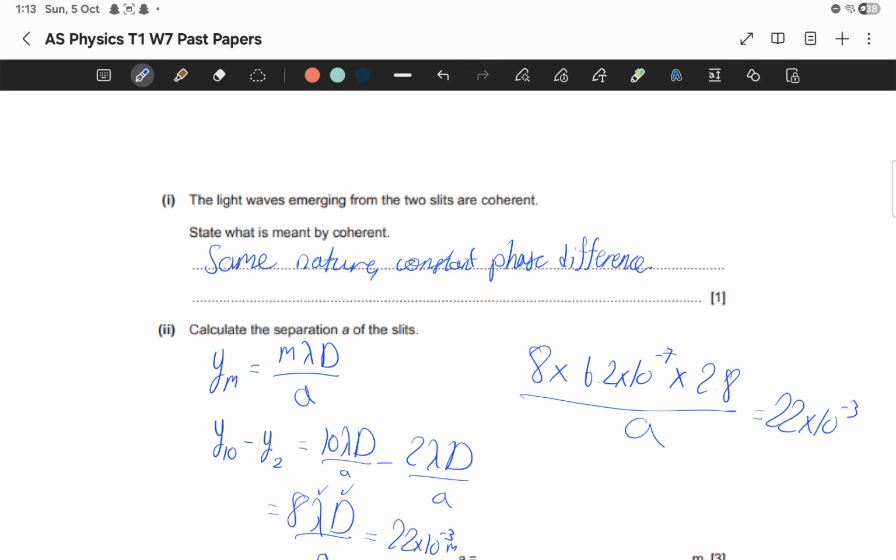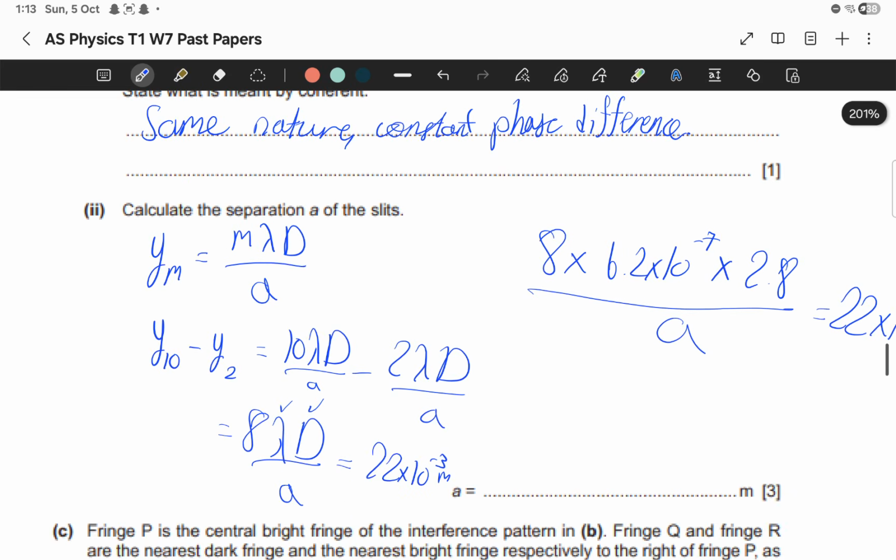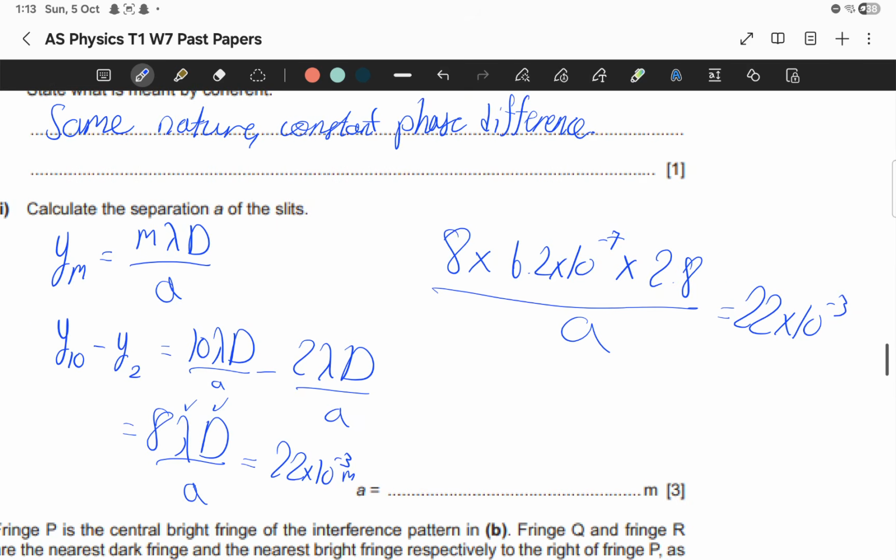What I actually did was flip the calculation. This is why you have an equation solver, but it's fine. So what you're actually going to do is 8 times 6.2 times 10 to the power of negative 7 times 2.8 over 22 times 10 to the power of negative 3. This will give you the correct number, which is a equal to 6.3 times 10 to the power of negative 4 meter.